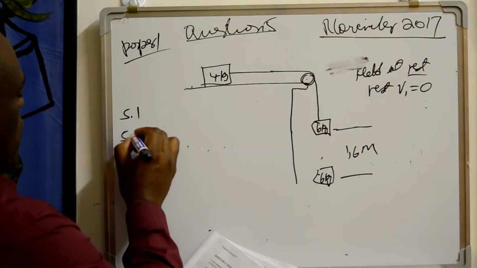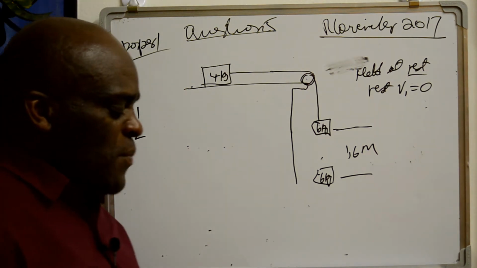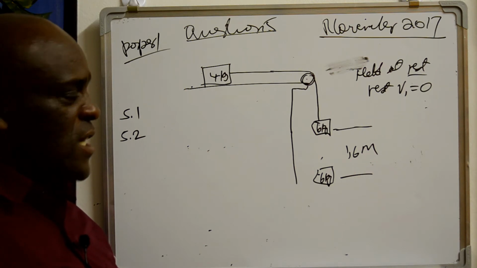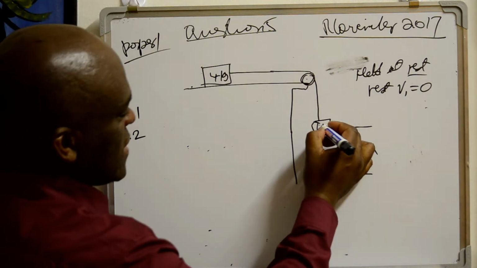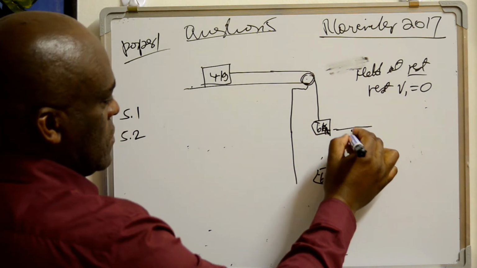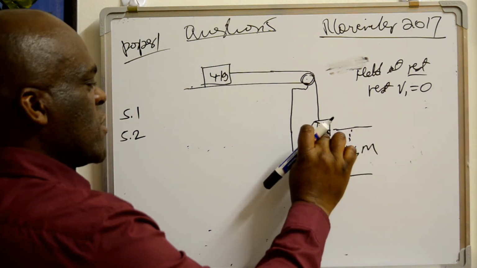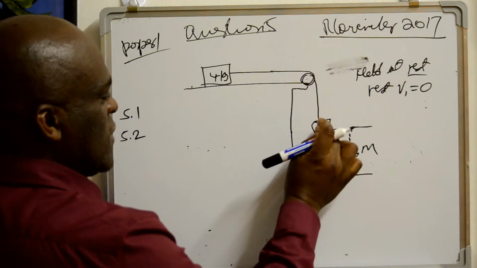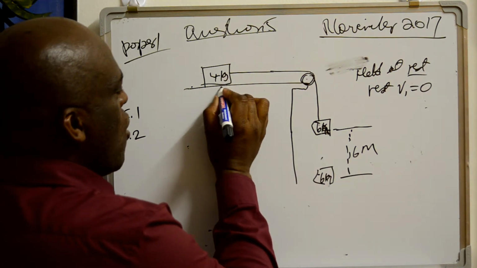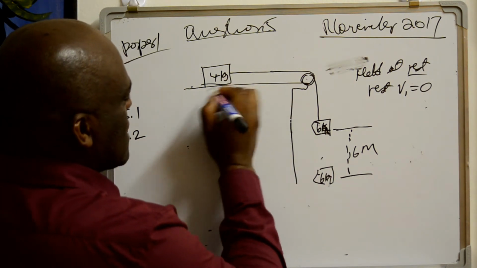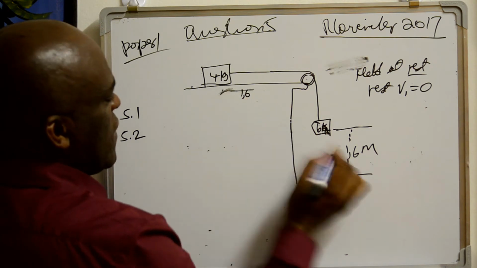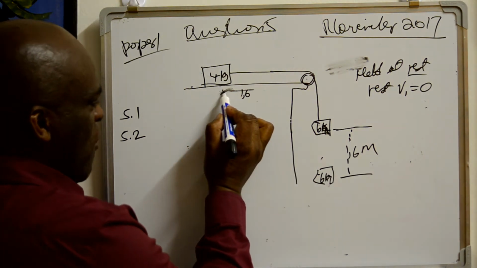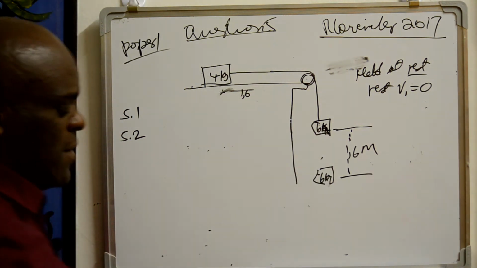5.2. When the blocks are released, the 6 kg falls a vertical distance of 1.6 meters. That is the height. It falls from here to here, and the distance is 1.6 meters. So if it moves 1.6 meters, this one also travels 1.6 meters. It's not written, but you must know that if this block moves from here to here, this one also moves from here to there. The distance will be the same.